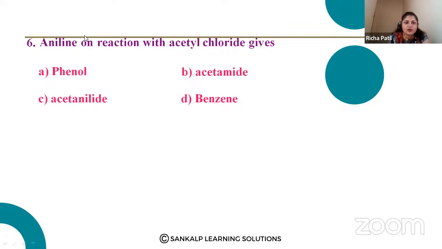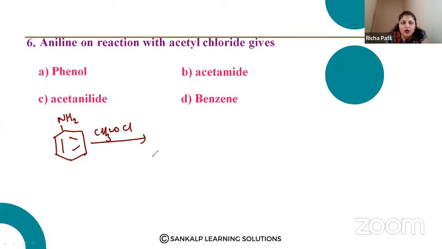Aniline on reaction with acetyl chloride. I'll write the reaction, you tell me, and after writing the reaction you will understand. So this is your aniline. Aniline is treated with acetyl chloride, CH3COCl. What will be the option? NHCOCH3. So the answer is C. So we'll go for the next one.